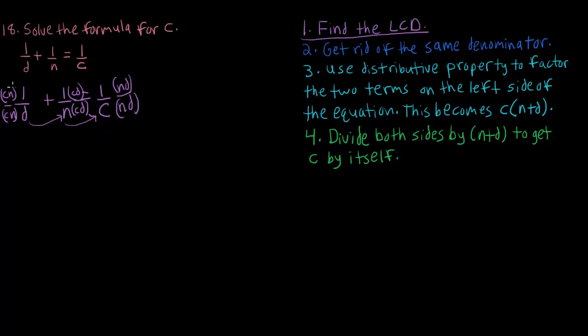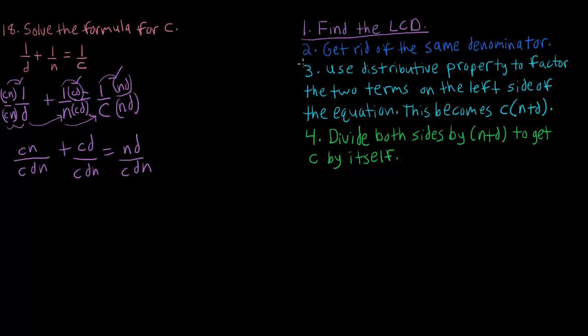So we end up with 1 times CN is just itself, CD times 1 is just CD, ND times 1 is just ND. So CN, and the denominator would be just the 3 terms. Let's put them alphabetically. So you'd have CN plus CD over CDN equals ND times 1 is just ND, again over CDN.